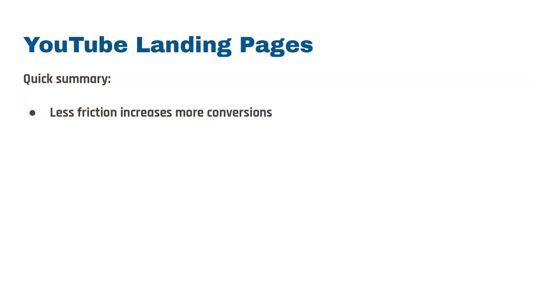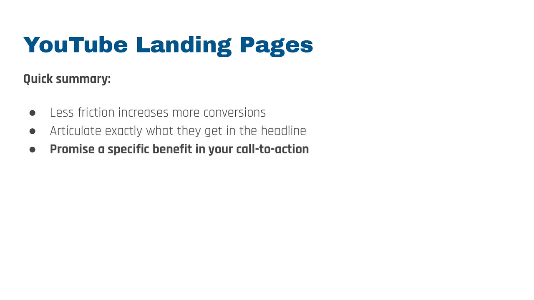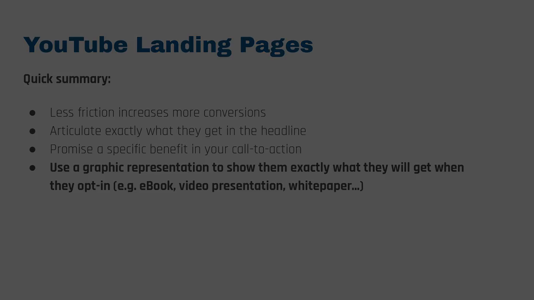Just to review what we discussed in this segment: less friction equals more conversions. You want to articulate exactly what they get in the headline. You want to promise a specific benefit in your call to action. And then you want to use a graphic representation to show them exactly what they will get when they opt in, for example an ebook, a video presentation, a white paper, anything like that.